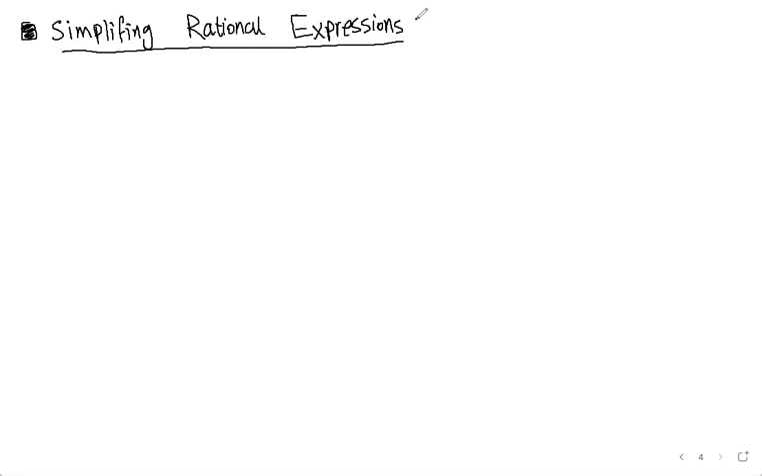Simplifying rational expression. So how can I simplify a rational expression? I'm using two ideas. The first idea is to factor the numerator and denominator. Then I use this property.